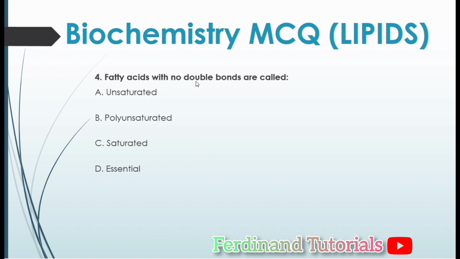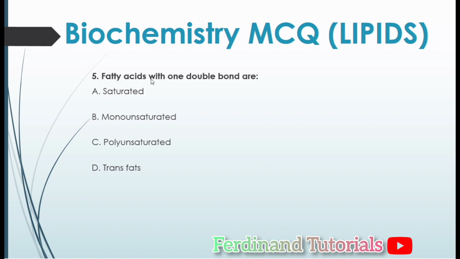Number 4, fatty acids with no double bond are called. Any fatty acid that you see that does not have a double bond is A. Unsaturated, B. Polyunsaturated, C. Saturated, D. Essential. The correct option here is C. They are saturated fatty acids.